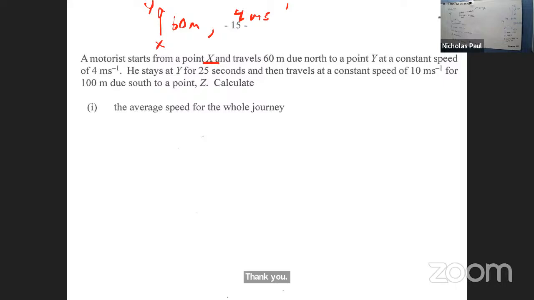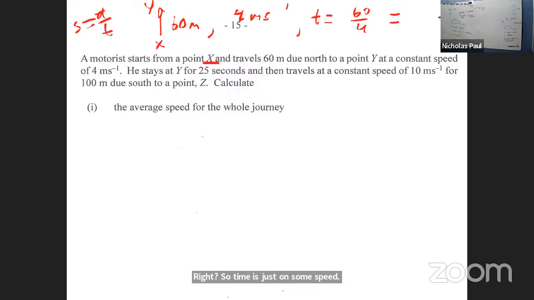Right, now let's make sure you're doing it. Okay, we're doing it. So X to Y, 60 meters, 4 meters per second. Can we find time? Yeah. Remember, speed is distance over time, so time is distance over speed. That'll be 60 over 4. That's 15 seconds, right? So X to Y is 15 seconds.